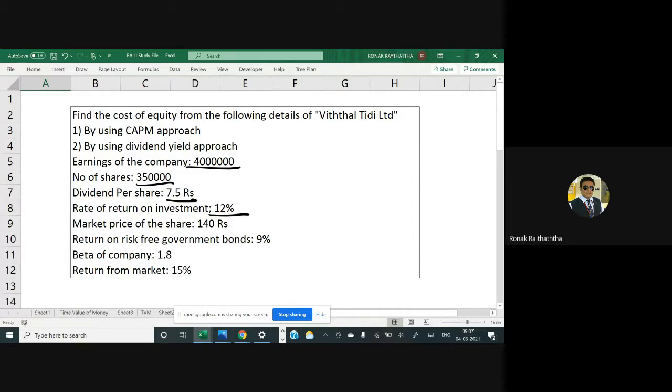Try to run your logic, try to see the formula of the growth rate we had discussed yesterday. How will you be using this information? Earnings of the company, number of shares. Along with that, you have got the return on investment, ROI. Will anyone?